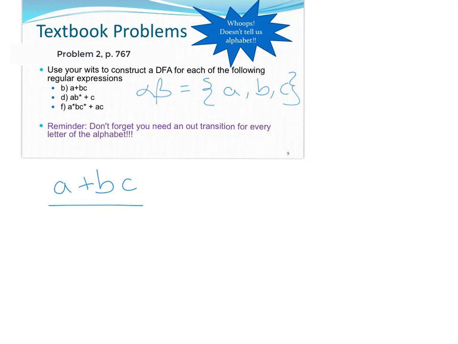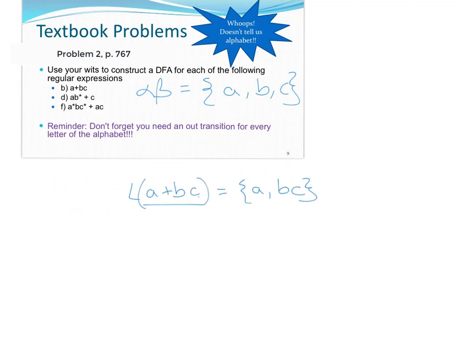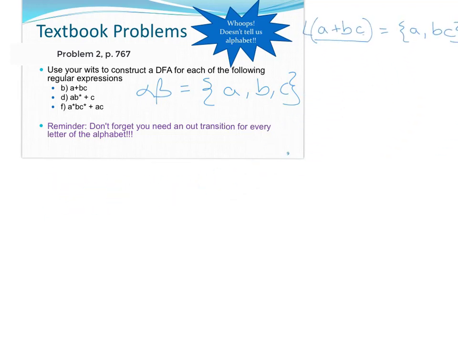This regular expression, A plus BC, has a language that is a set containing 2 strings. We've got the string with just one symbol, A, and the string BC. So this is a language that just accepts two different strings. Let's try and draw a DFA for this. Let's shrink that and put it up here so we have a little bit more room.